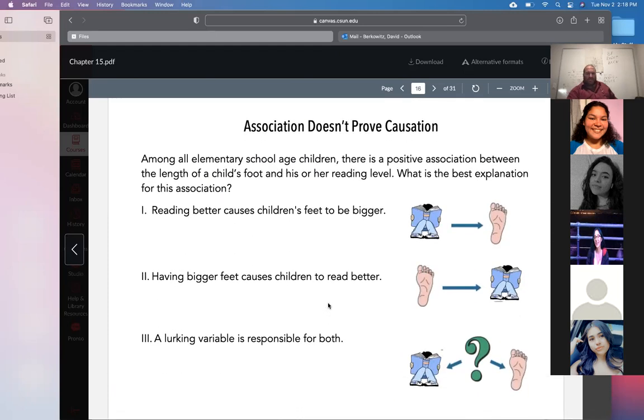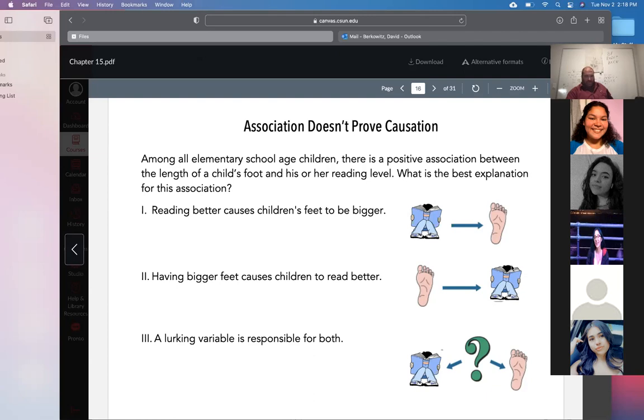Anyways, so this is the big no-no amongst statistics, or the big warning, the caveat. Association does not prove causation. In other words, just because there is a connection does not mean one causes the other. For example, people who read better usually have bigger feet than people who do not read better. This is a fact.